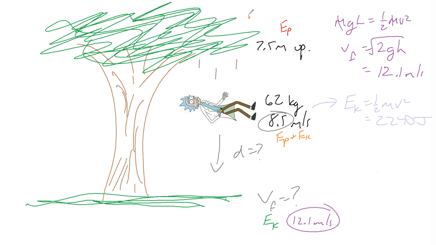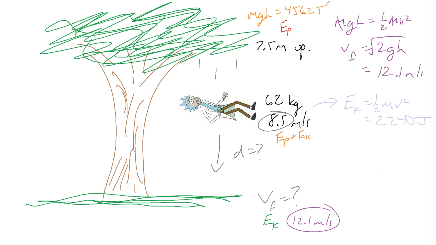So I'm just going to do the total energy at the top. I'm just going to do the mgh at the top. So if I do his mg, 62 times 9.81, and times that then by the 7.5, I can find that his total energy was about 4562 joules. And of course, the total energy doesn't change, it just transitions. So that's his potential energy at the very, very top.